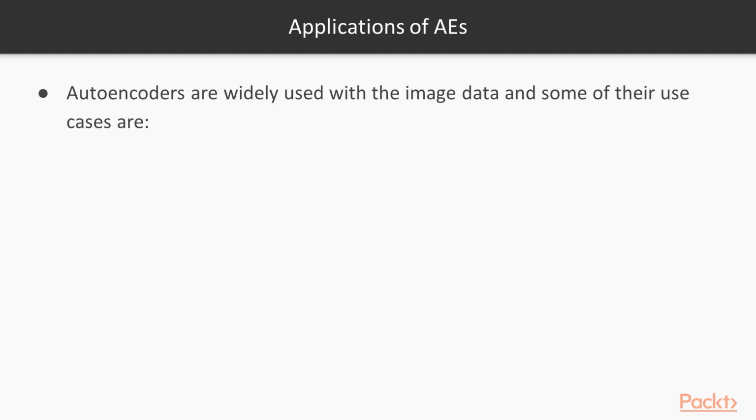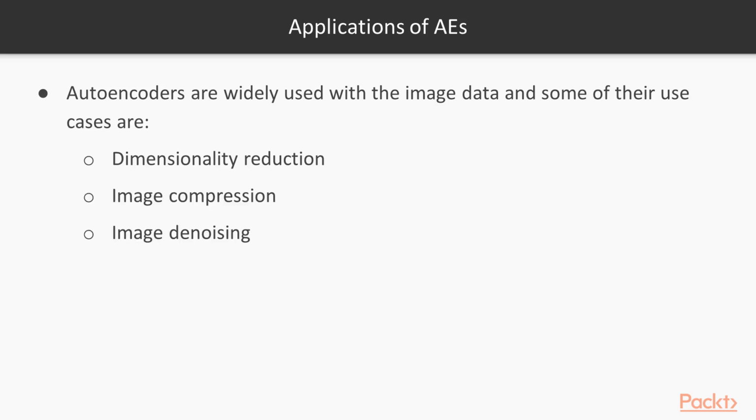Here in this slide, we name a few of the applications of autoencoders. Autoencoders are widely used with the image data, and some of their use cases include the following: dimensionality reduction, image compression, image denoising, image generation, and feature extraction.